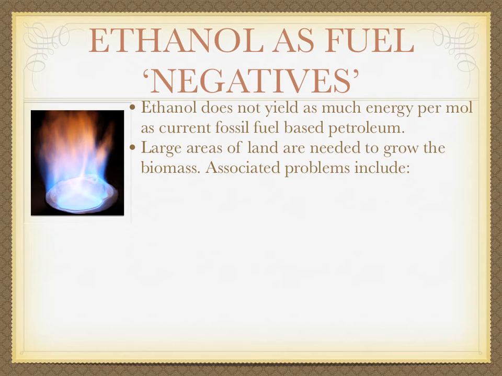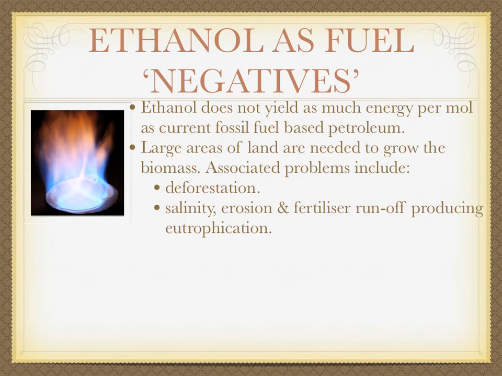The other problem, and this is the major problem, is that we need large land areas to grow the biomass that's going to be used as a basis to source the ethylene and then ethanol from. This is going to mean that we have increased deforestation. We have associated cropping issues such as salinity, erosion, fertilizer runoff producing eutrophication, which is the increased phosphate and nitrate concentration in waterways, which increases the likelihood of algal blooms.